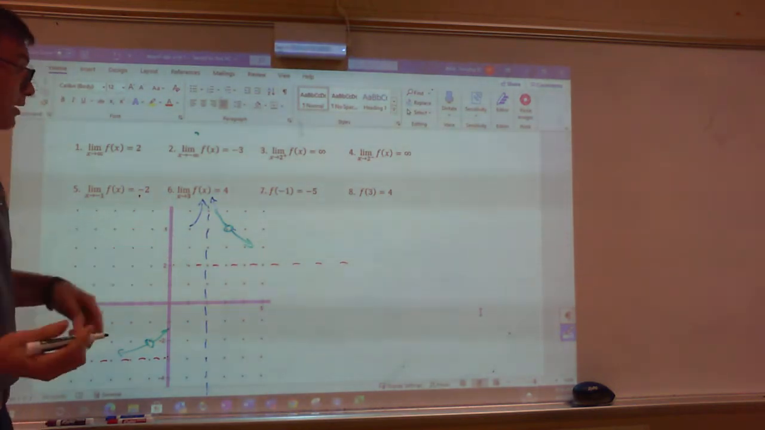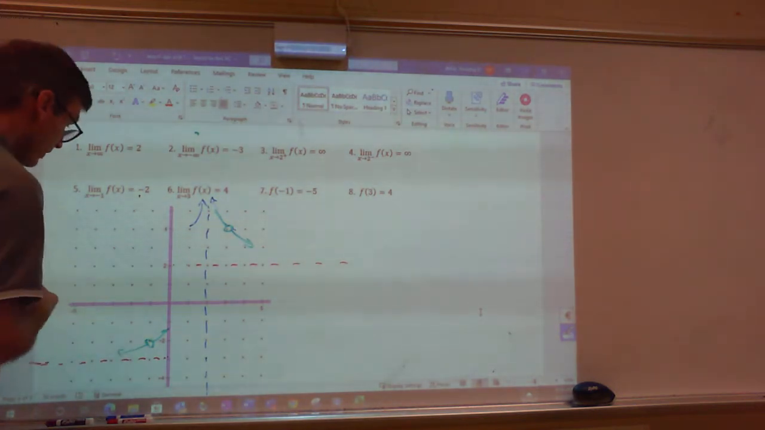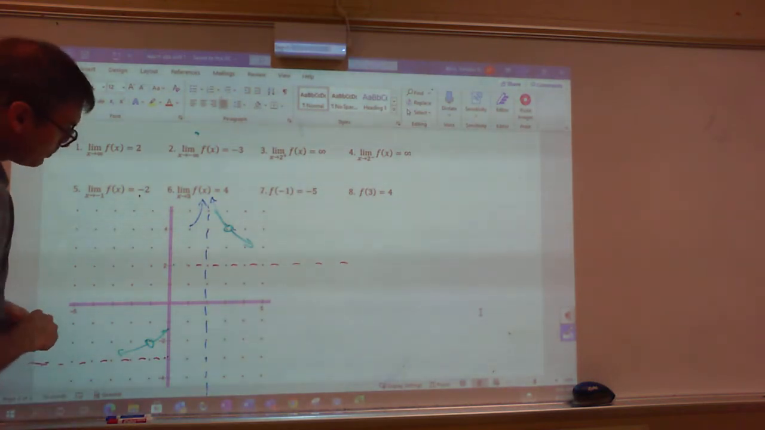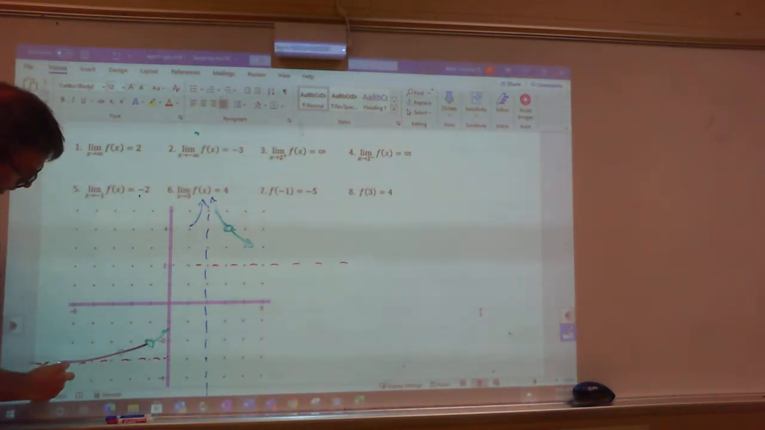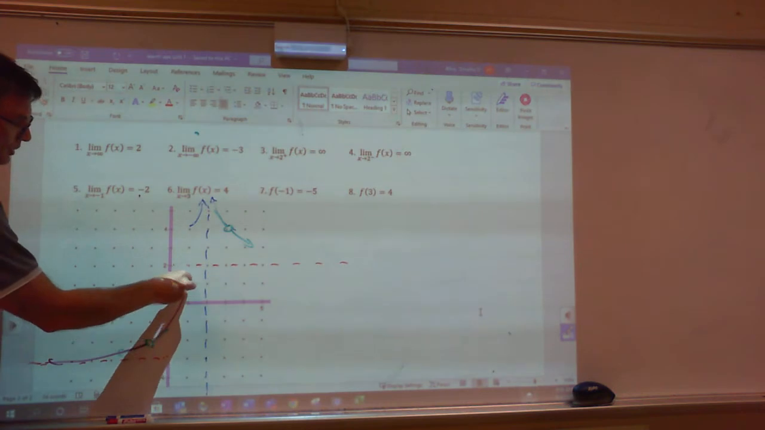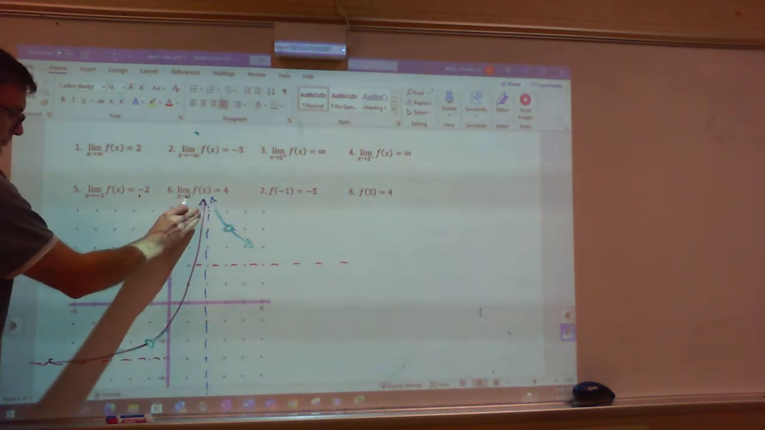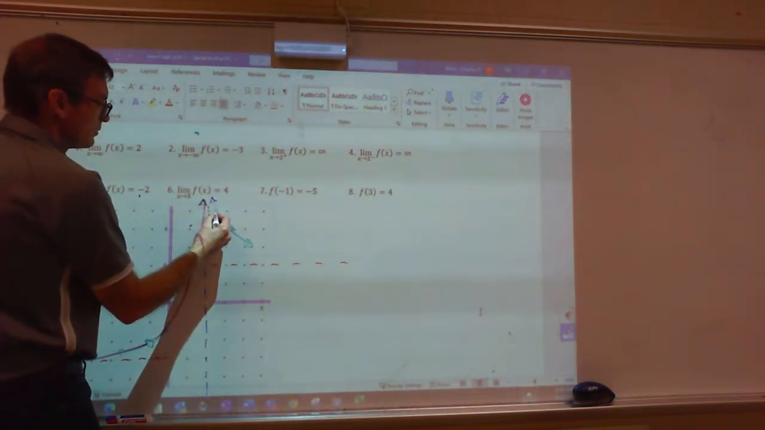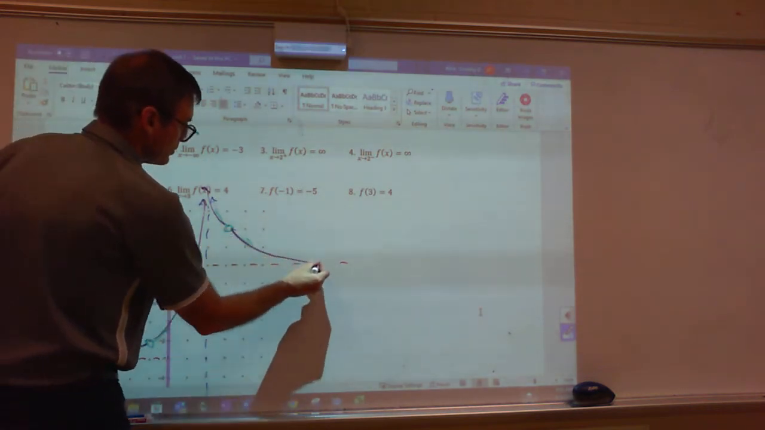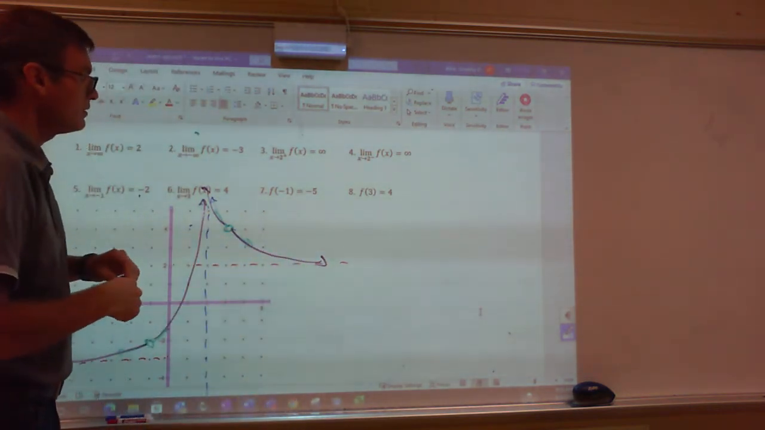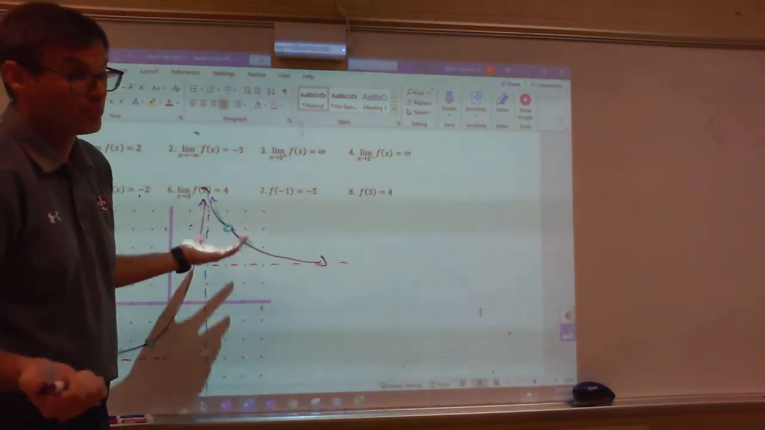Actually, at this point, I am going to finish the picture. So to finish this picture, I know this is going to go down this way, and then this is going to go up. This is going to go up. This is going to go down. And then at the very end, I put some dots in.